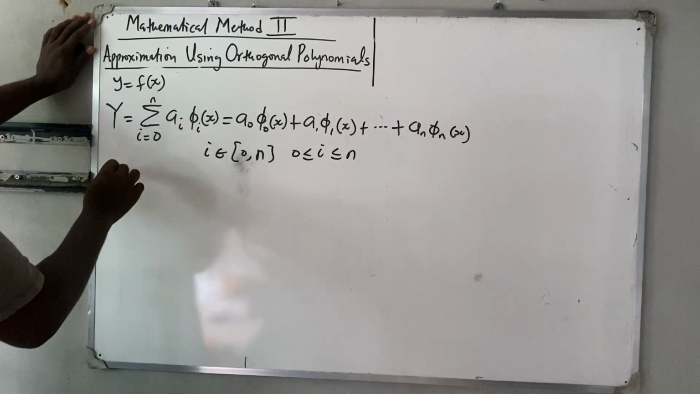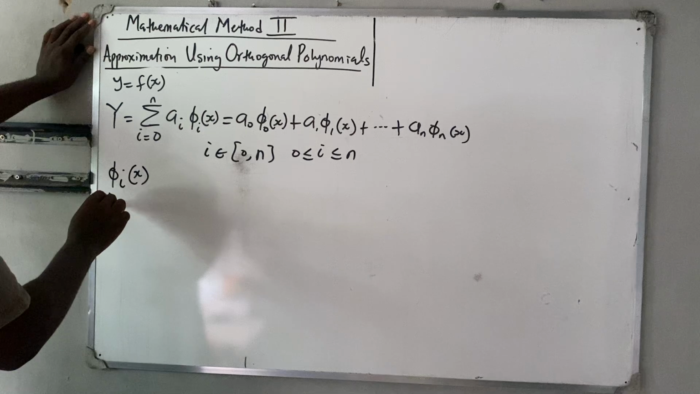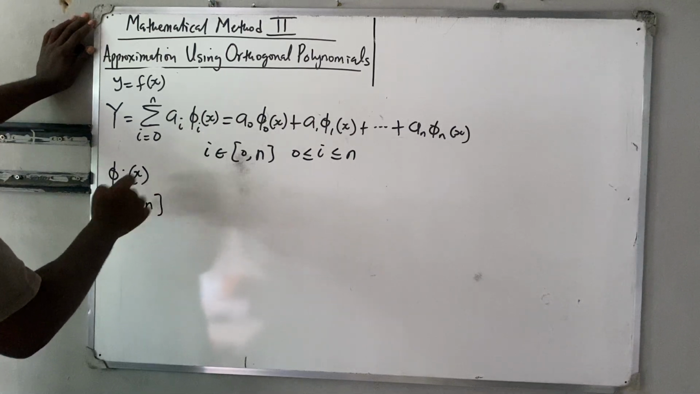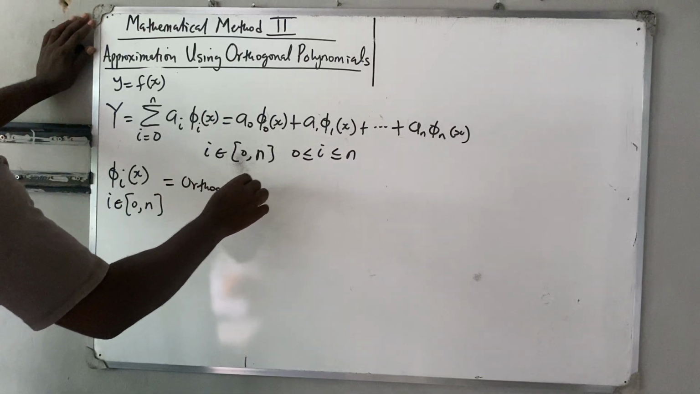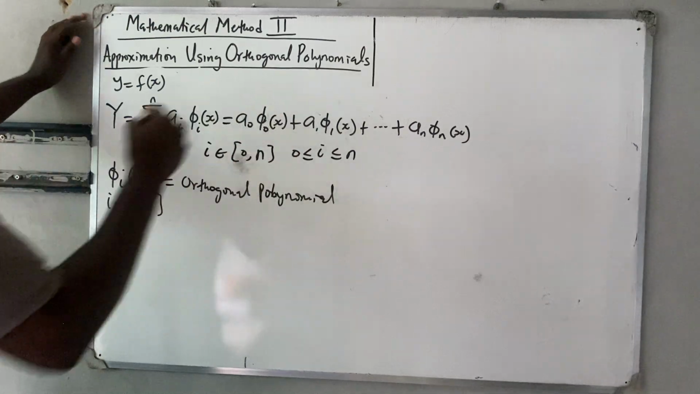In fact, phi I of x, and remember that I is always an element of 0 to n like this, okay? All these things are called orthogonal polynomials. Polynomials, okay? And they are known.